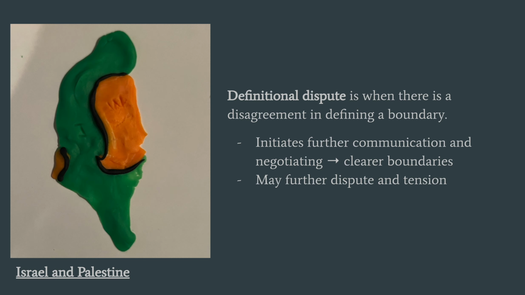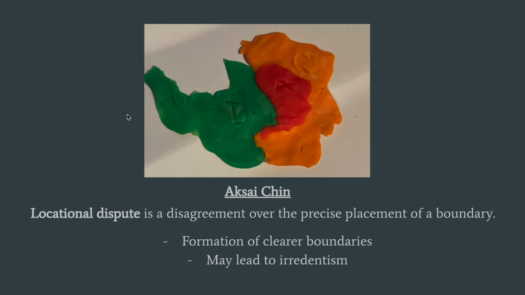Next is definitional dispute, and this is when there's a conflict in defining a boundary. A great example is between Israel and Palestine. So we can see on the image here, Israel, there's an ongoing dispute for the boundary between the West Bank and the Gaza Strip, which is right here on the left side of Israel, and the West Bank on the right side of Israel.